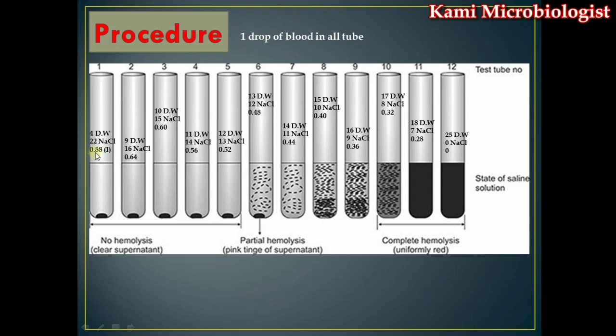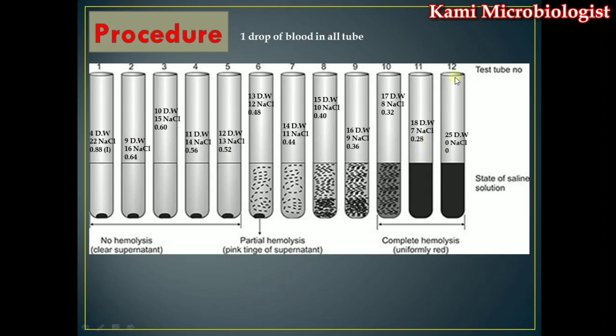So we get a tonicity of 0.88. This is mostly an isotonic solution. When we add 4 drops of distilled water and 22 drops of NaCl, we get an isotonic solution. So when we go from the first tube to the 12th tube, the distilled water concentration is increasing, while the salt concentration, meaning the NaCl solution concentration, is decreasing.